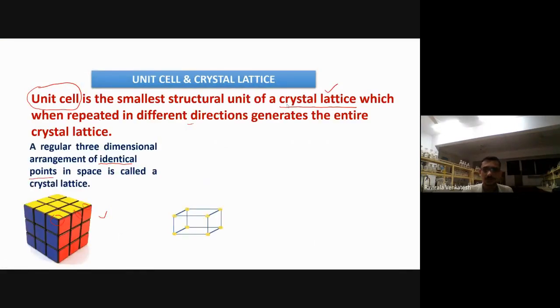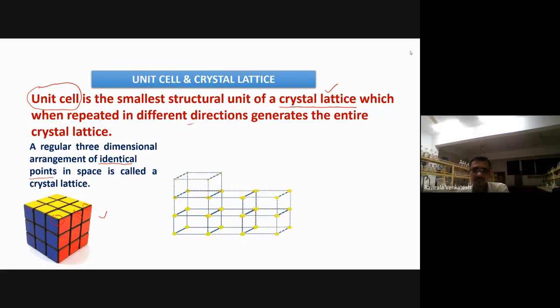Now you observe what happened here. I'm taking many unit cells and arranging them in the crystal lattice like this. I have taken many unit cells and I'm putting them in the crystal lattice like this. In this way we are arranging: left side, right side, front side, back side, top side, bottom, in all directions.